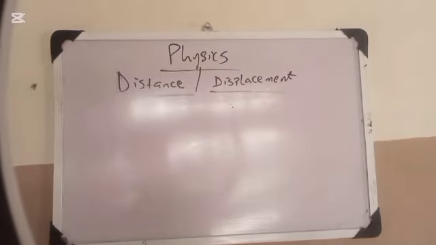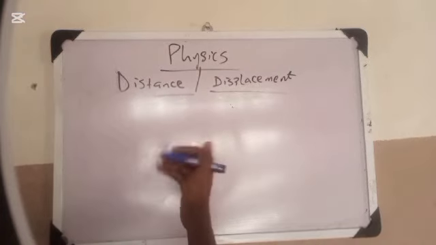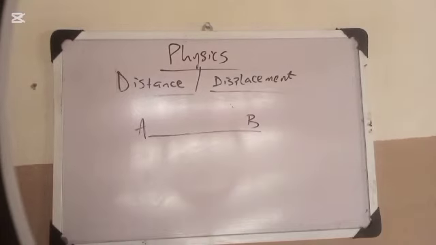Now, what is distance? Distance is a measure of the separation between 2 points. It has magnitude but no fixed direction. Hence, it is a scalar quantity. For example, you have point A and you have point B. The difference between point A and point B gives you what we call distance, which is noted as S. So the difference between point A and point B is called distance, the separation between 2 points.